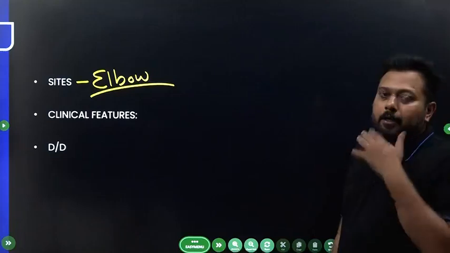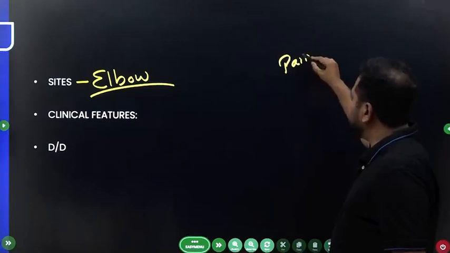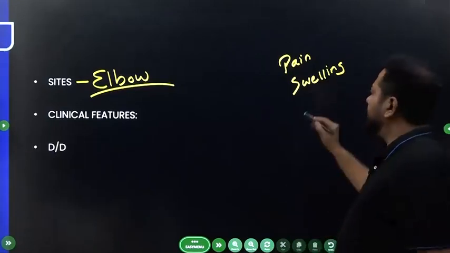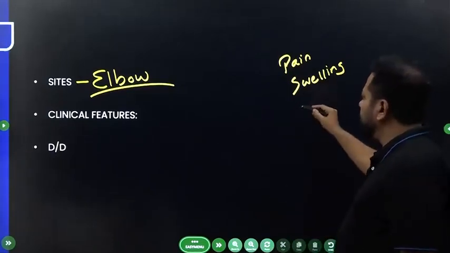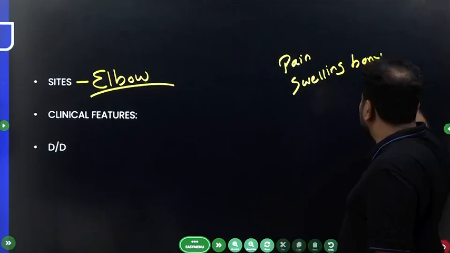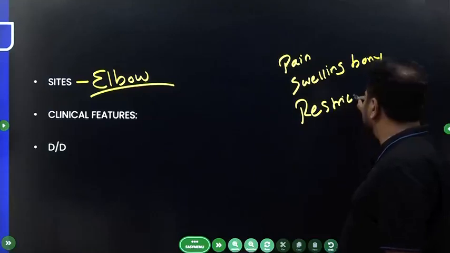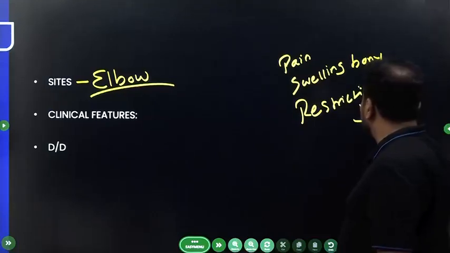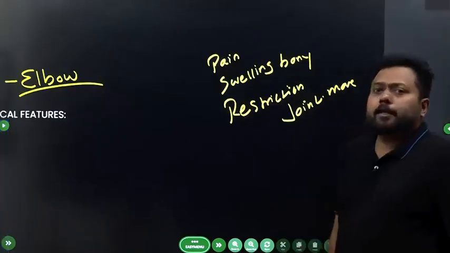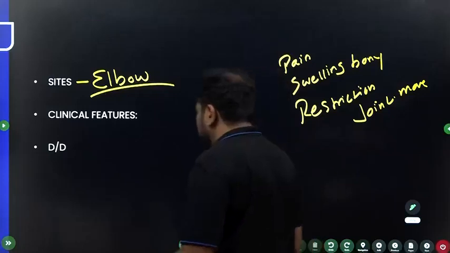And what are the clinical features of myositis ossificans? Number one, severe pain. Number two, swelling. Number three, there will be increased temperature and the swelling will be bony hard, and restriction of joint movements. So these are the clinical signs, clinical features.